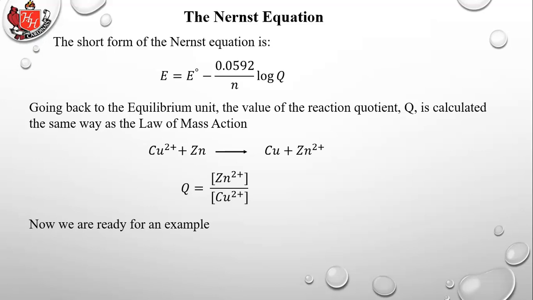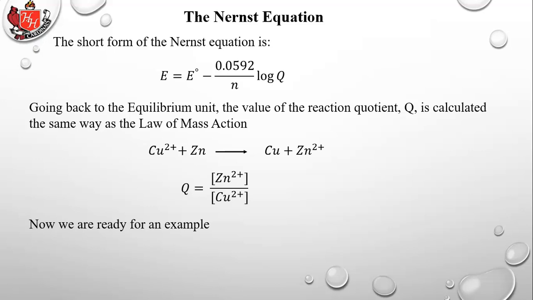So going back to the equilibrium unit, the value of the reaction quotient Q is calculated the same way as the law of mass action. So there's our electrochemical cell reaction. We take zinc, it gives away 2 electrons to copper ions. The copper ions then become a copper atom, Cu, and the zinc becomes ionized at 2+. So that's our electrochemical cell reaction.